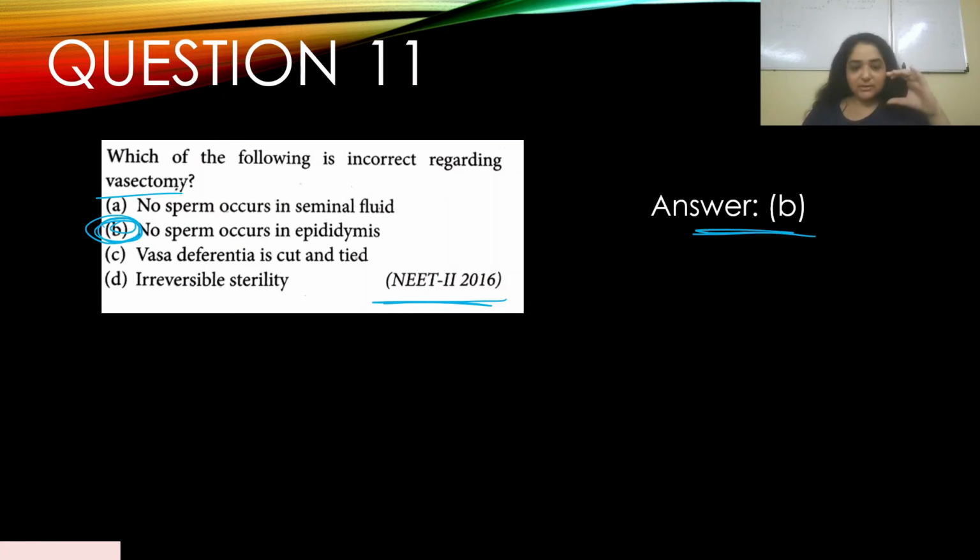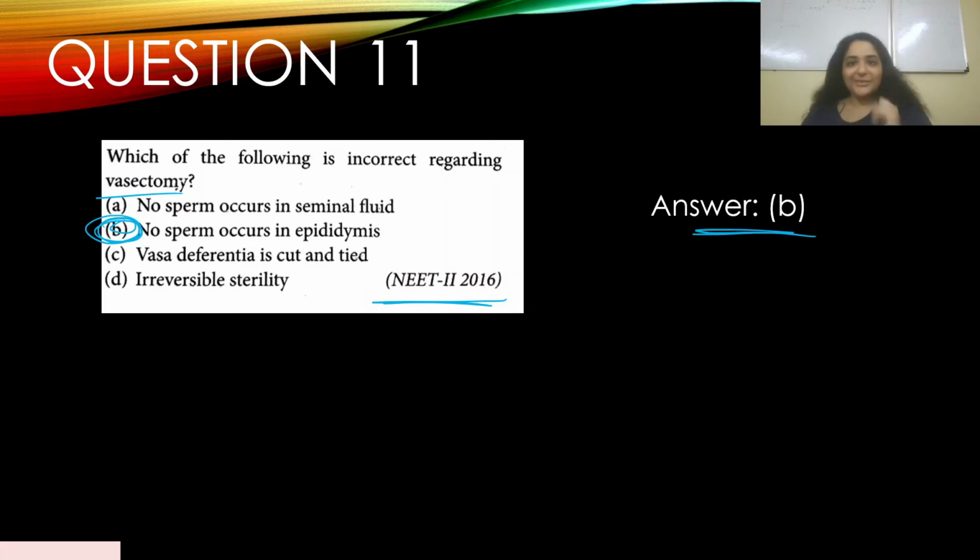So what happens when sperm production is taking place? It's not affecting sperm production in any way. It's just that we're cutting the tube that is transporting the sperms into the urethra, which mixes with the semen, the fluid secreted from the seminal vesicles, the prostate gland and the Cowper's gland, which we have already discussed in human reproduction, the normal physiology behind it. But now we're cutting only the vas deferens, not the epididymis, which contains the sperms.